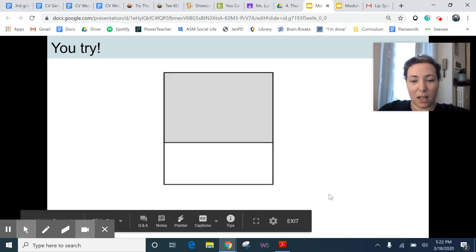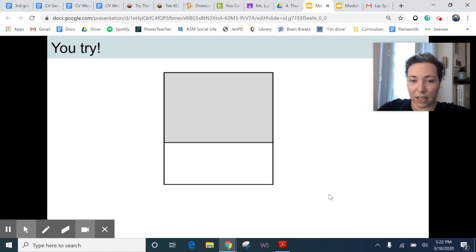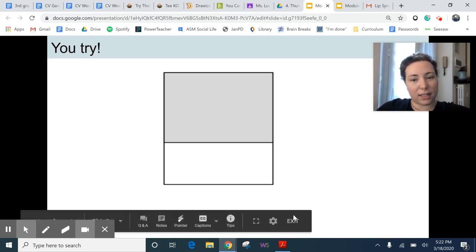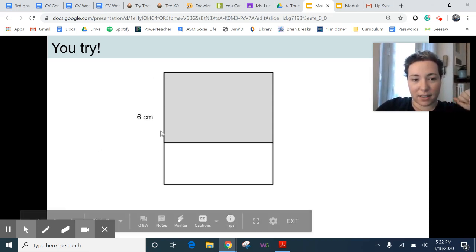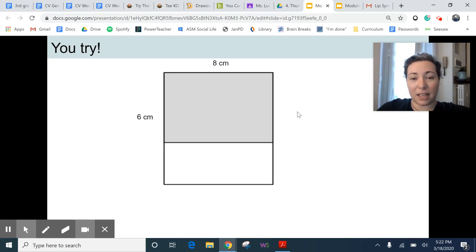Okay, make sure you have that pencil and paper ready because you're going to give it a try now. All right, here we have a very similar rectangle. It's a little bit different though. Let's have a look at our dimensions. This time, this side is 6 centimeters and the top is 8 centimeters.